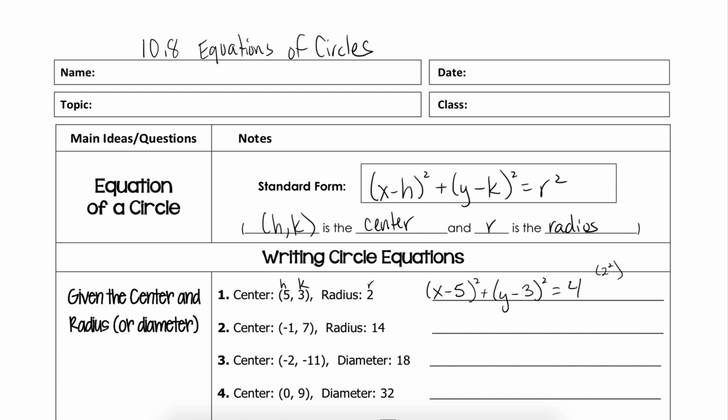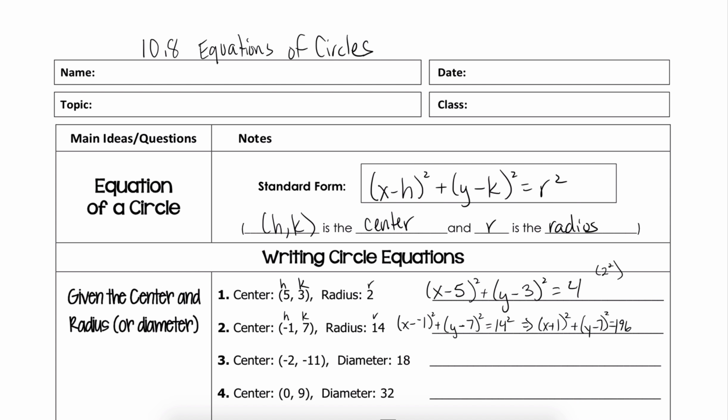Number 2. We've got a center of (−1, 7), so −1 is the h, and k is 7. And of course this is the radius. So here I have (x − (−1))² plus (y − 7)² equals 14². That's going to give me (x + 1)² + (y − 7)² = 196.